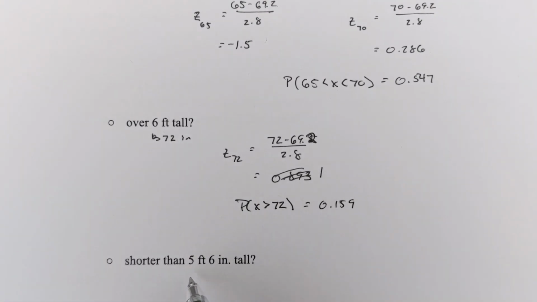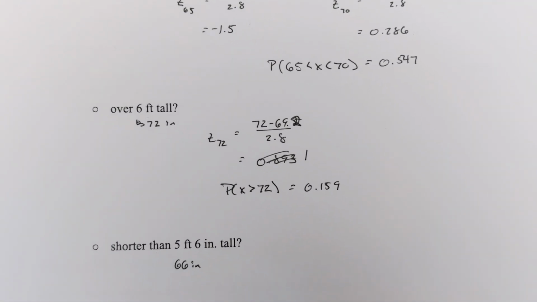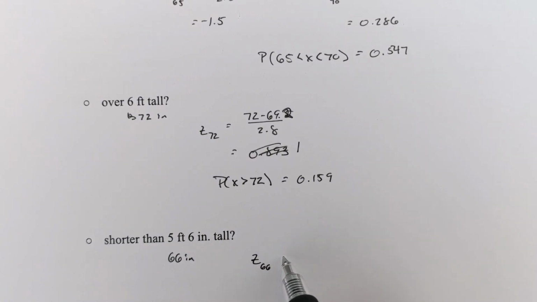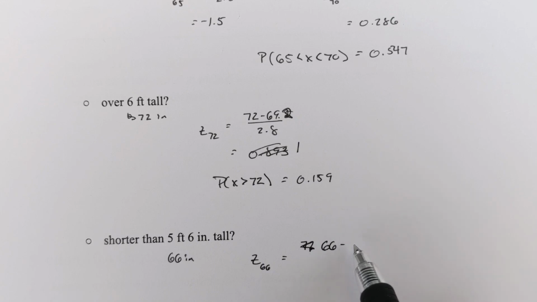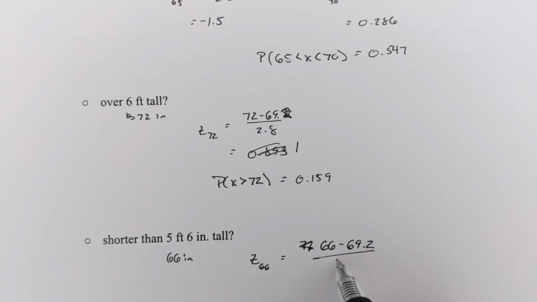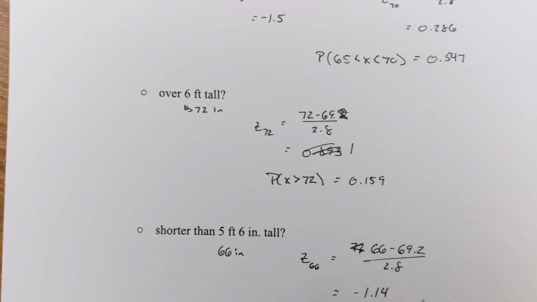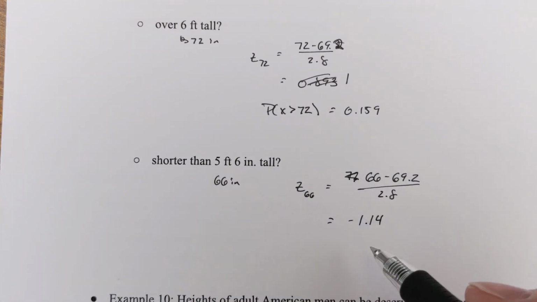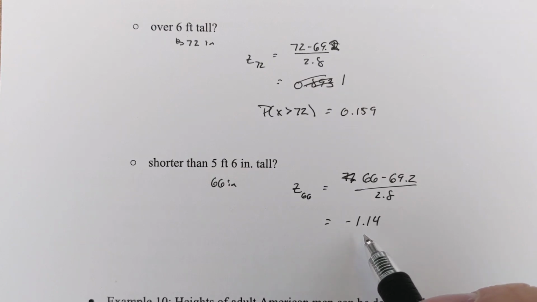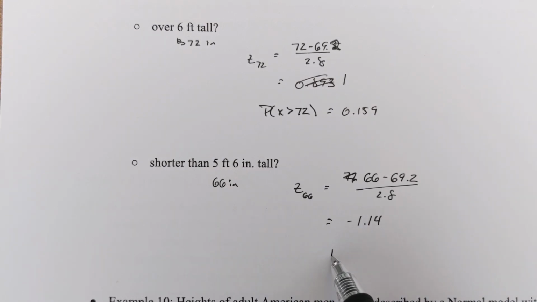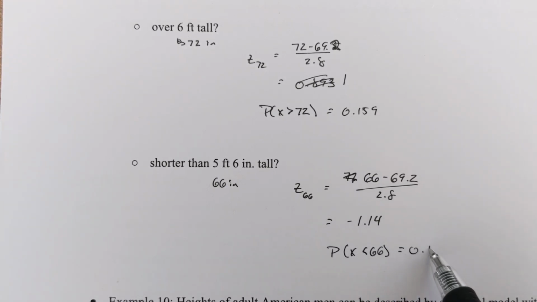Shorter than 5'6", so this is 66 inches. So the z-score for 66 inches is 66 minus 69.2 divided by 2.8, which if I calculate this out, negative 1.14. So we'd find 1.14 in our table and just look up the probability because it's less than, so shorter than. So the probability that you are less than 66 inches is going to be about 0.127.